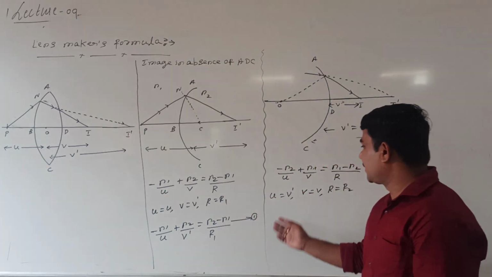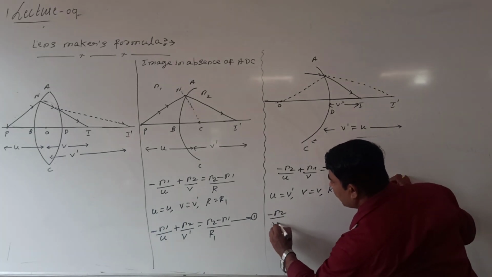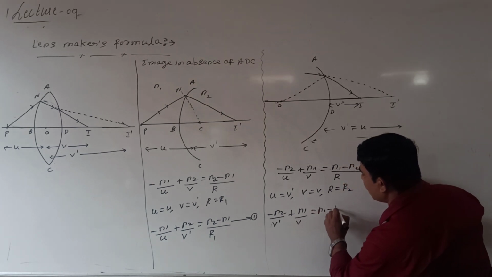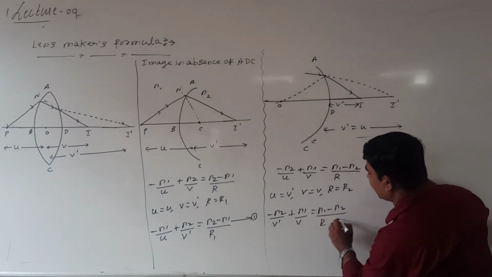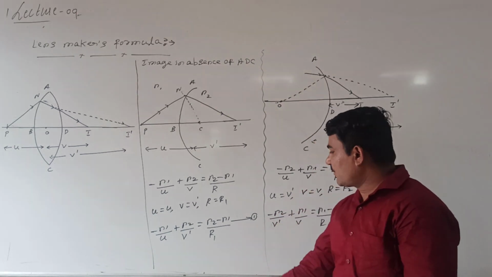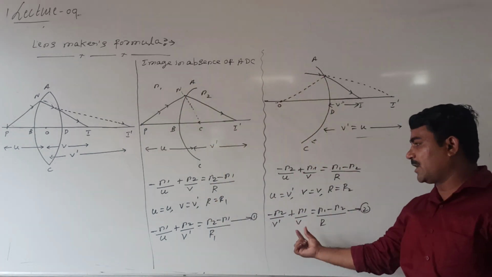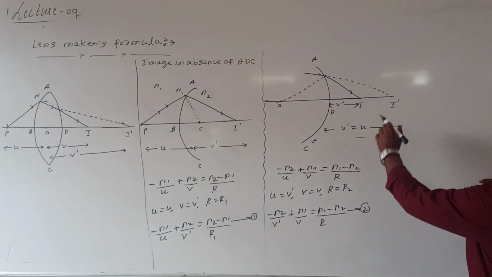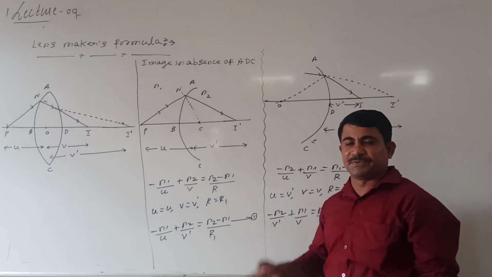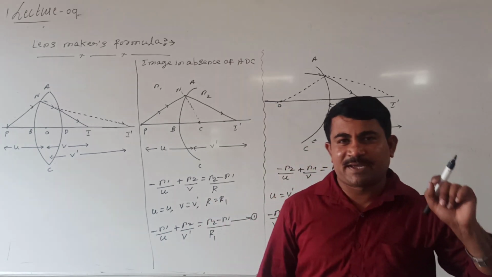Then what about the above equation now? The above equation becomes N2 divided by V dash plus N1 divided by V is equal to N1 minus N2 whole divided by R2. Let us call this equation number 2 now. Equation 1 must be like this in the absence of surface ADC, and in the presence of surface ADC, the equation must be like this. Now, to obtain the lens maker's formula, what to do? Simply add equation 1 and equation 2. If you add equation 1 and 2, clearly you can get the lens maker's formula.